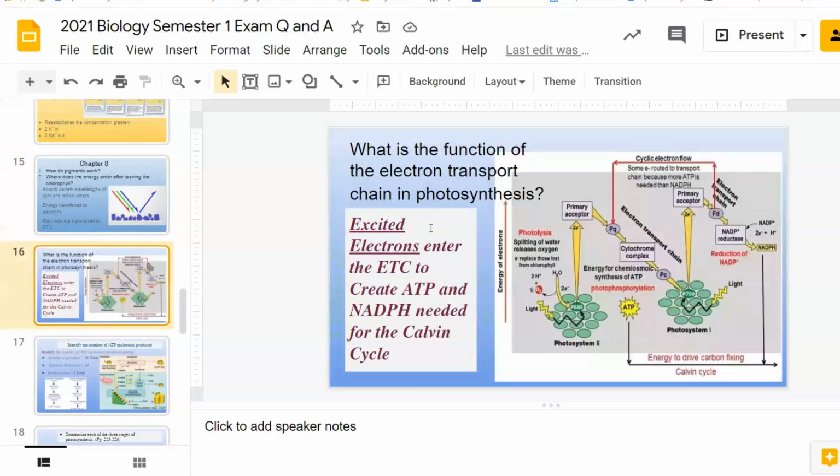So then there were questions about the electron transport chain. They're taking the energy, they're splitting water, they're releasing oxygen, and the electrons are going to go to make either ATP right here or make NADPH right here. Those two things are going to be used in the Calvin cycle.